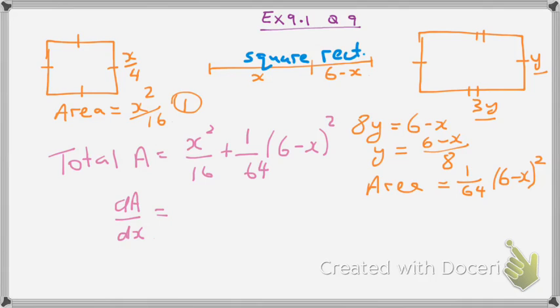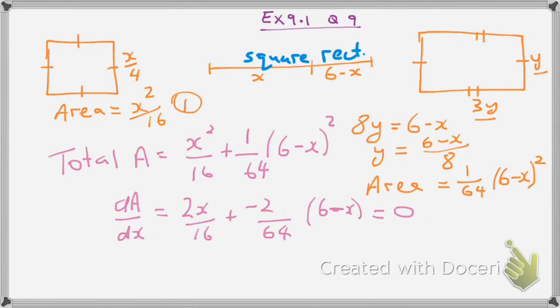So the derivative of this is 2x over 16 plus negative 2 over 64, sorry, just negative 2, not negative 2x, times 6 minus x to the power of 1. All right, multiply by the power, subtract 1 from the power, multiply by the derivative of the inside. And I want to set this equal to 0.